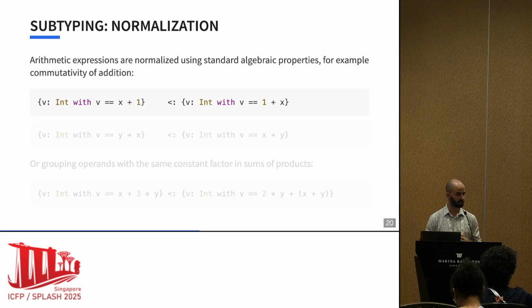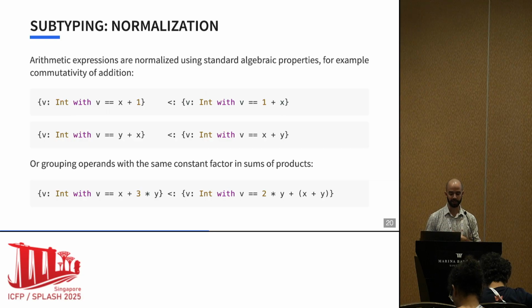Normalization enables you to reason about algebraic properties of operations, for example, on integers, so that you know x plus 1 is the same as 1 plus x. That's what we needed for the example zipping to list, for example, where the sizes were both symbolic, but we needed to reason about commutativity of addition. And we have other normalizations as well.